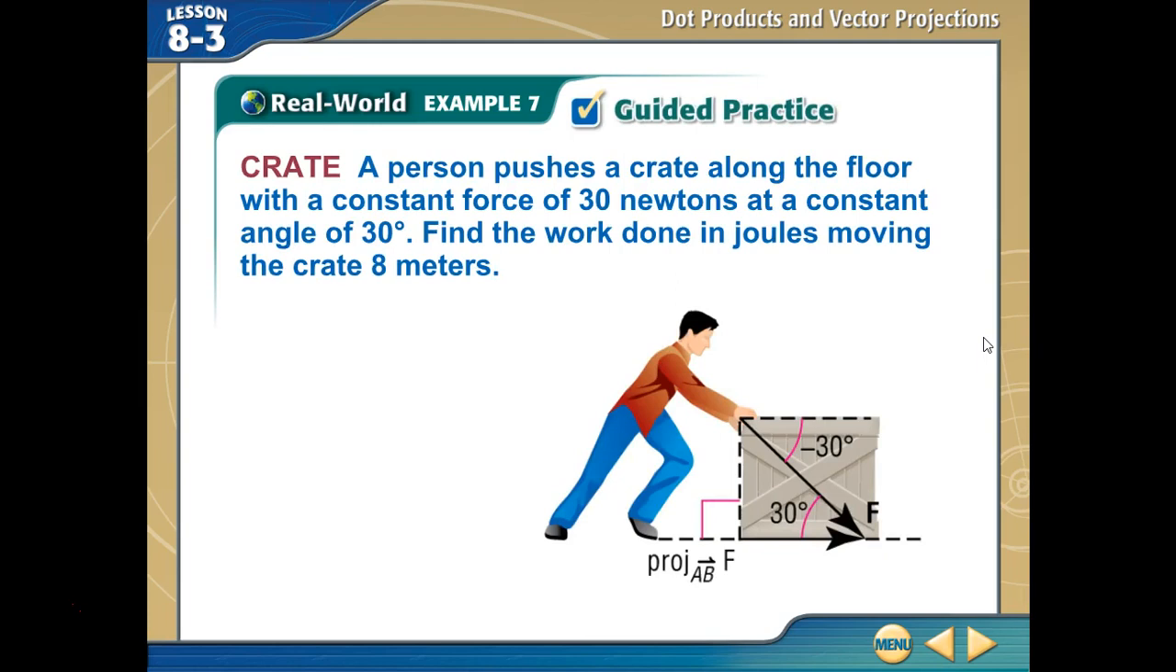All right. This is one for you to figure out. You can use the projection, the dot product formula, or you can do it geometrically. Again, keeping in mind that work is force times distance. You have a force of 30 newtons, and then you have 8 meters as a distance. You have to figure out how much of this 30 newtons is actually going in the direction that you want it to go.